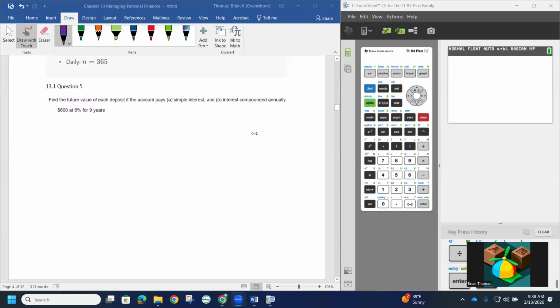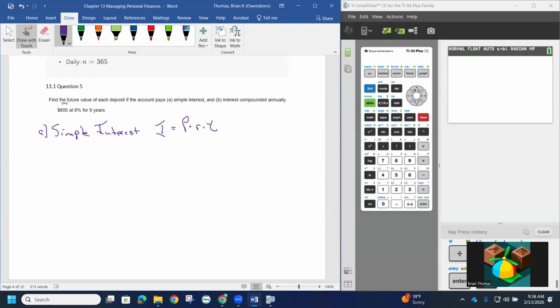This is question 5. Find the future value of each deposit if the account, part A, pays simple interest, and part B, pays interest compounded annually. So there's simple interest and there's also interest compounded annually. For part A, if we're talking about simple interest, we know what that formula is, because we just did that. The interest is going to be the principal times the rate times the time.